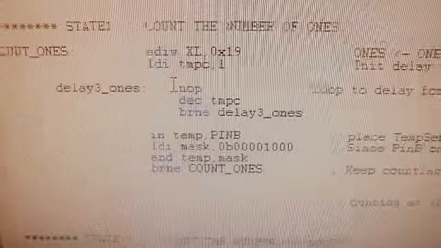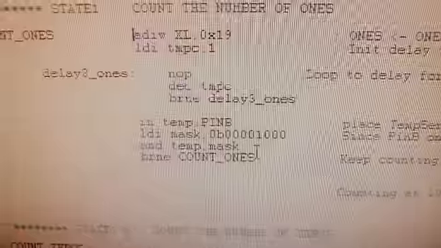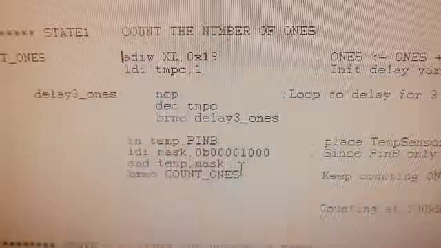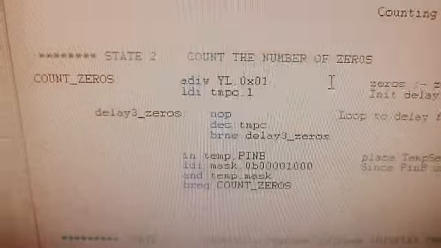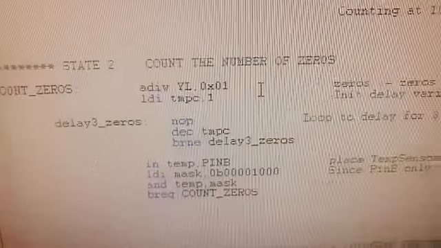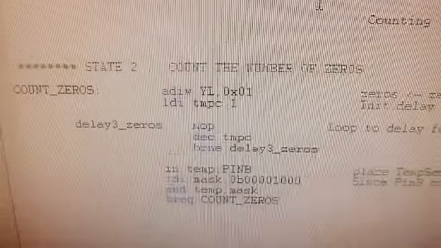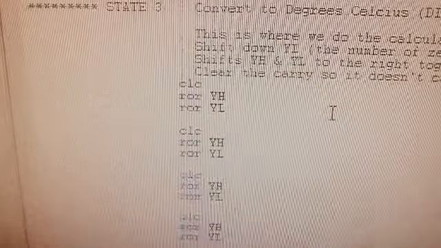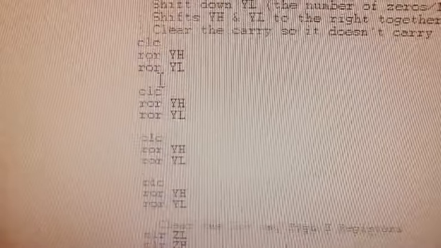So our margin of error is about 10 microseconds, plus or minus. And then we go on to count the zeros, which works the same way as count ones, which is we count the zeros. And then we go on, we shift them over by doing rotate, so we clear the carry, because we have the 2 registers, that high and low.